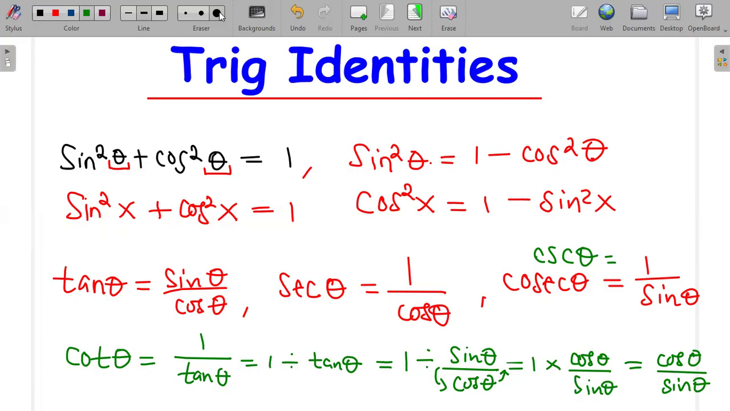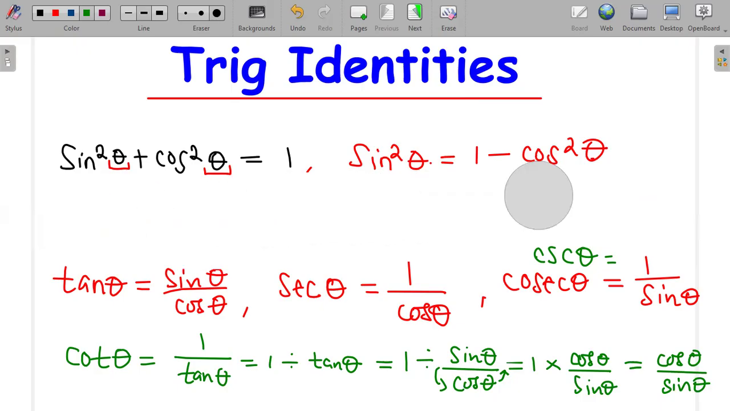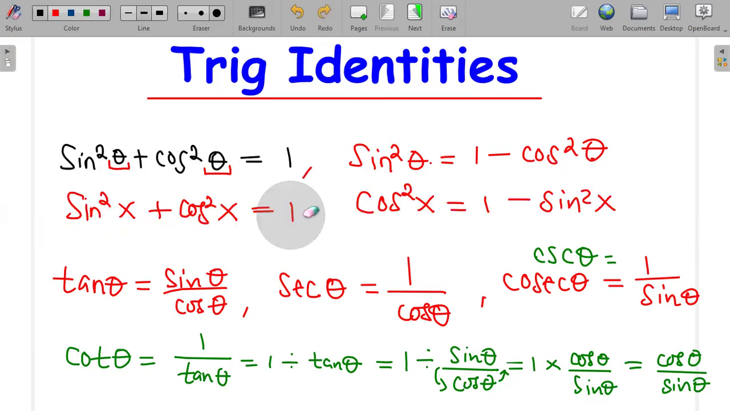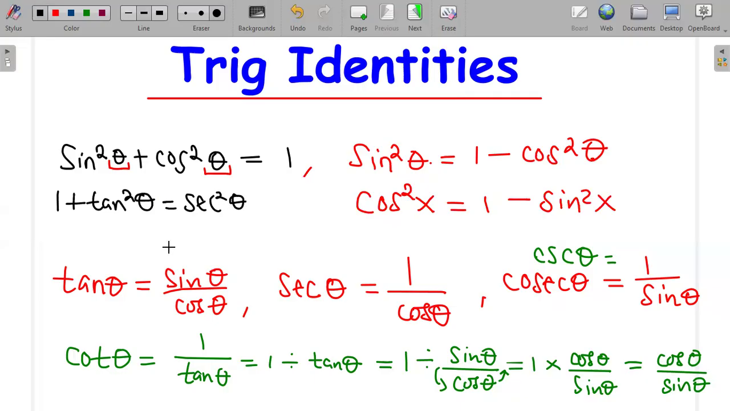Okay, the other one, the bonus one, is this one. Let me write it somewhere here. Maybe I should erase one of these. So the other one that you have to know, the trig identity, is that 1 plus tan squared theta is just the same as sec squared theta. Okay? And then 1 plus cot squared theta is the same as cosec squared theta.